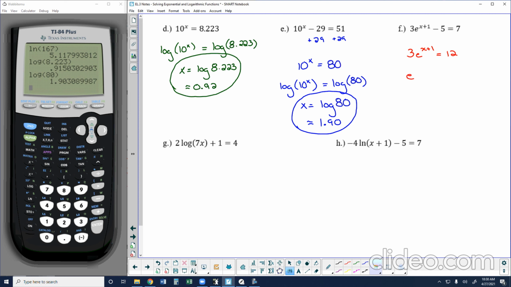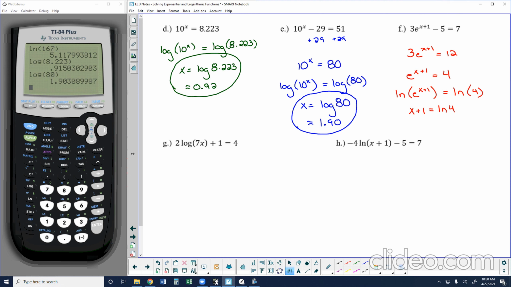Then I need to divide by 3 because that 3 is a coefficient to the exponential expression. So I need to eliminate that coefficient by dividing. Now I'm at a place where the exponential expression has been isolated. I can get rid of that exponential expression by using a logarithm with the same base. So a logarithm of base e is the natural log. At this point, the logarithm and the exponential function eliminate each other. So I get x plus 1 equal to the natural log of 4.